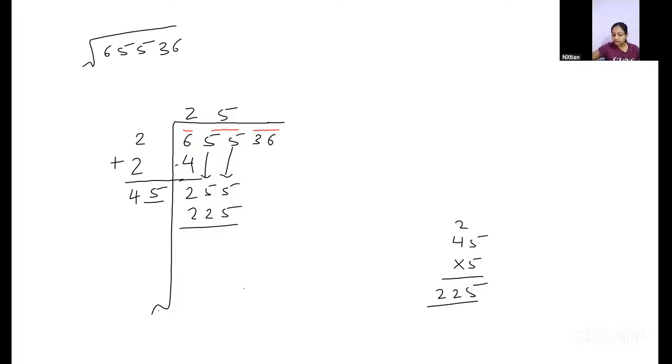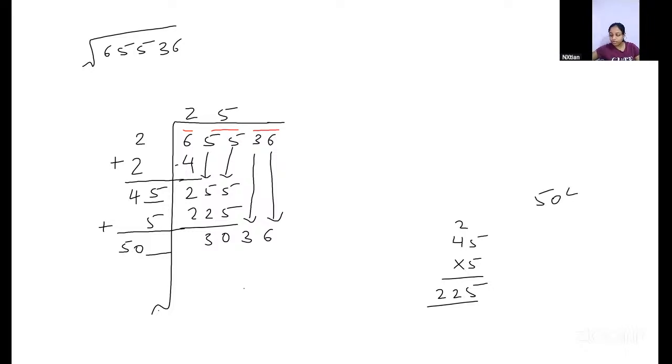Let's subtract it. 0 and 3, 30. Now add 5 here on the side. How much will I get? 45 plus 5, 50, and then put a dash. And bring down the next pair, that is 36. 3036. Now what number should I add after 50 so that when I multiply it with itself, I will get 3036? Let's try with 4.